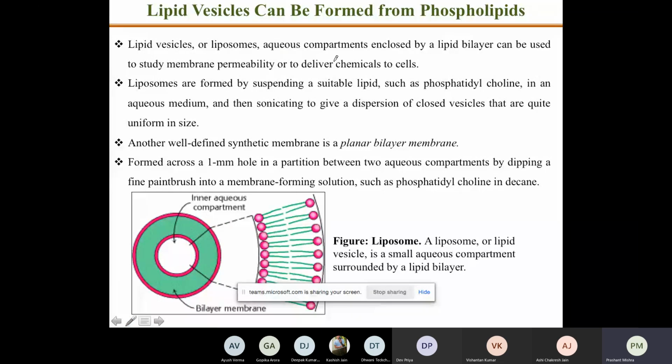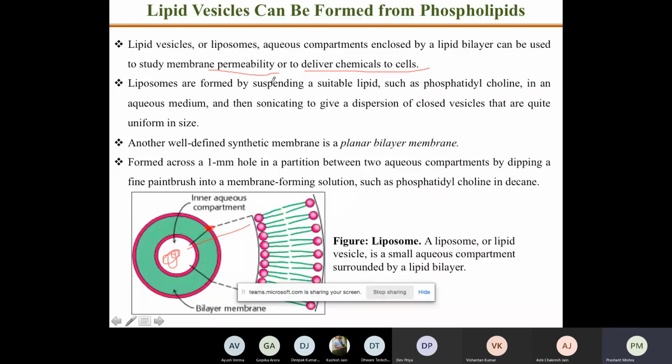They can form an aqueous compartment enclosed by a lipid bilayer, so the question comes where you are going to use them. They can be used to study membrane permeability as well as to deliver chemicals. Here, when I'm talking about the chemical, it could be a drug molecule. So if I encapsulate a drug over here, it can be delivered into the cell. There will be fusion of this membrane with the original cell membrane, and that's the way the drug can be delivered inside the cell.